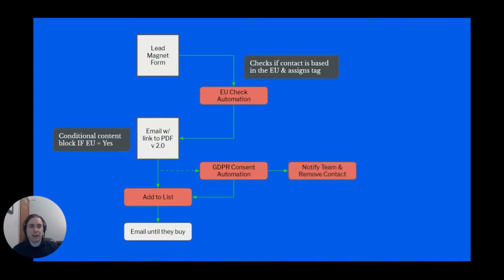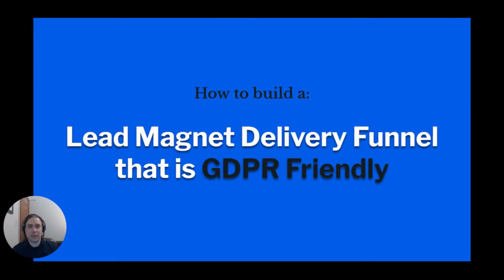And if not, then we notify the team and we remove the contact because as per the GDPR guidelines, if somebody hasn't explicitly stated that they want to be in communication with you, you need to be able to delete their details in the system. So it's still part of the GDPR consent automation, but we notify a team member after 7 to 10 days and they can go in and remove the contact. So that's how you can build a lead magnet delivery funnel that's GDPR friendly.